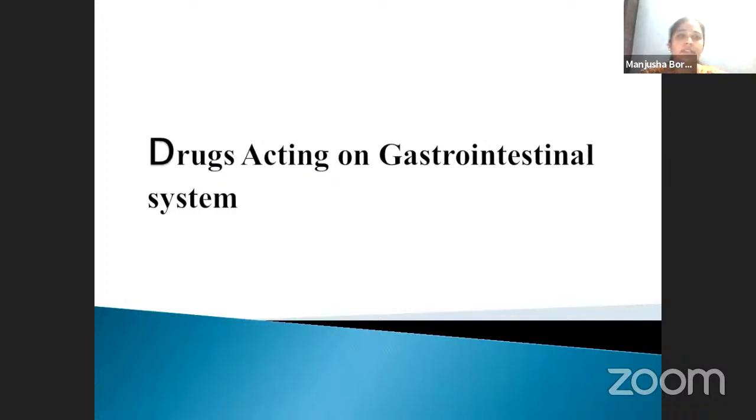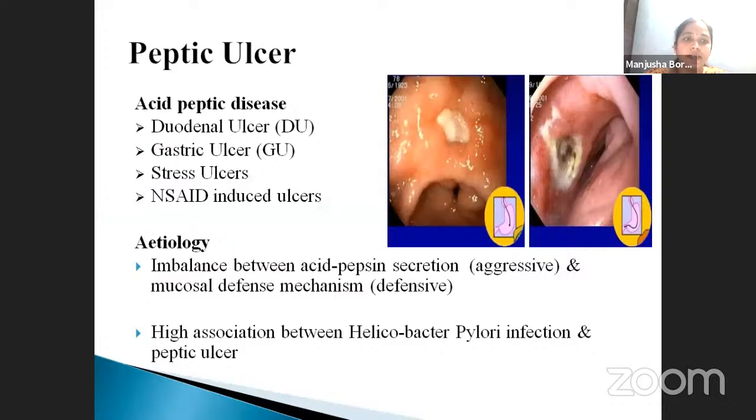Now we'll discuss our next system, the drugs acting on the gastrointestinal system. There are different types of acid peptic diseases or disorders, like duodenal ulcer, gastric ulcer, stress ulcer, or drug-induced ulcer, such as the non-steroidal anti-inflammatory drug-induced ulcer. This ulcer is mainly caused by an imbalance between acid pepsin secretions and the mucosal defense mechanism. One of the causative agents for peptic ulcer is H. pylori infection.